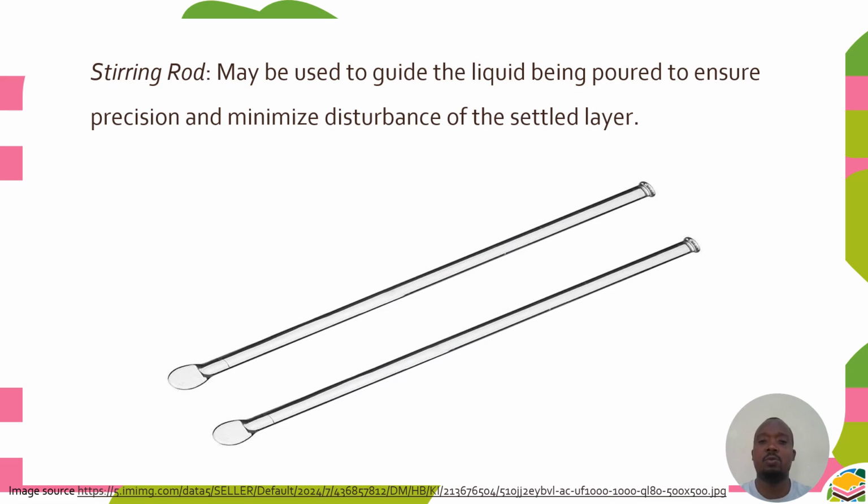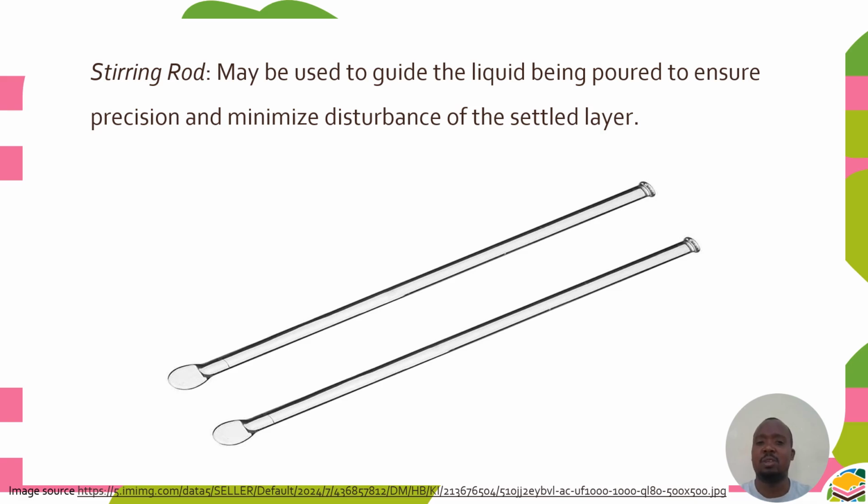Then again, you need a stirring rod just to make sure that the two liquids are immiscible. Even if you can stir them, you never see them mixing. You stir and you leave them to settle, you still observe that the two are immiscible, they're not dissolving in each other, they're not mixing, they will form a layer.